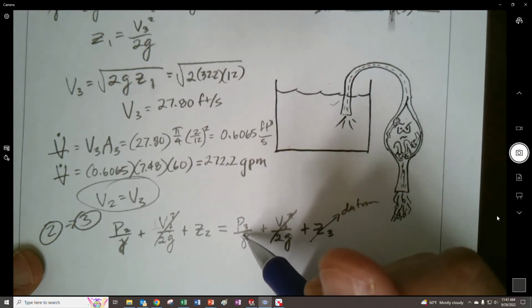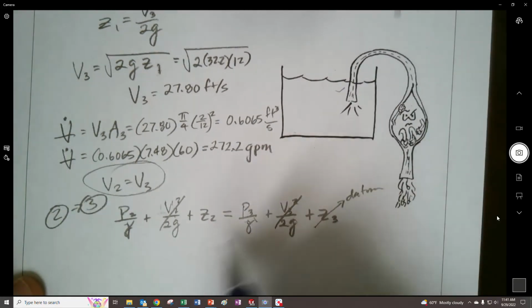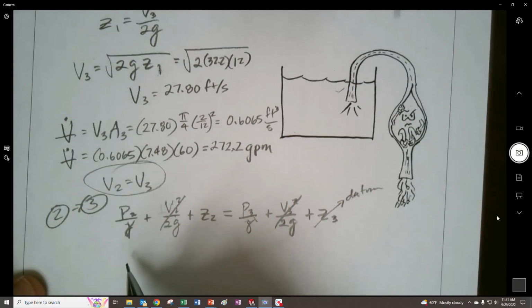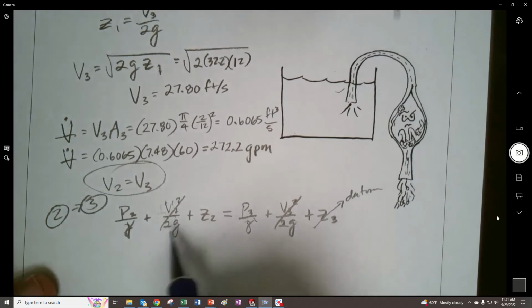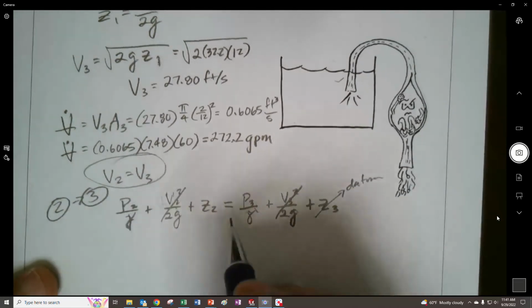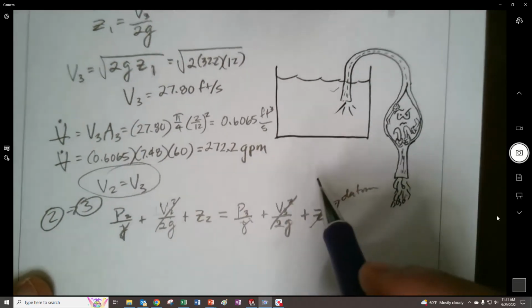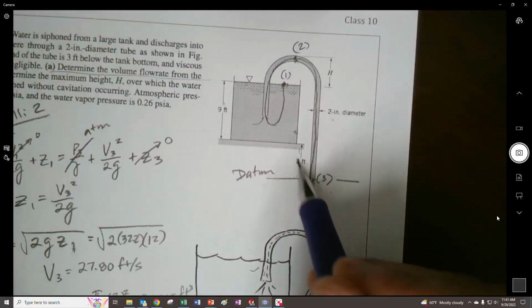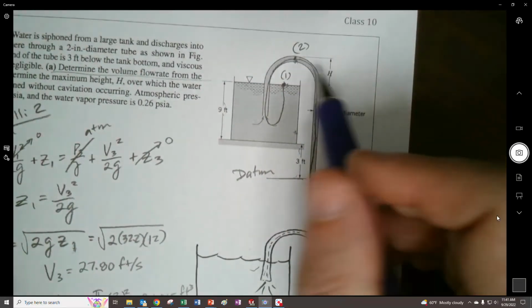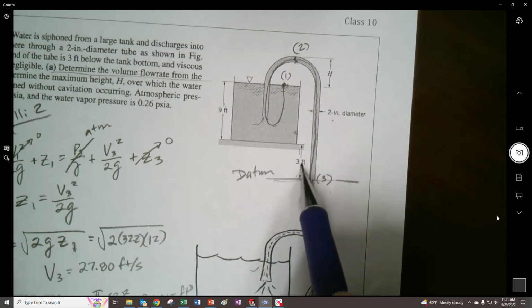This one's going to be atmosphere. So let's keep this in here, as atmospheric pressure. Okay, so let's write this out. So Z2 is going to be 12 plus H, right? Because here's the datum, 3, 9, and H.